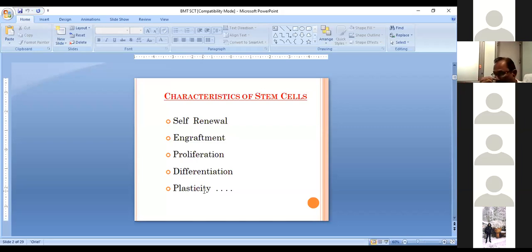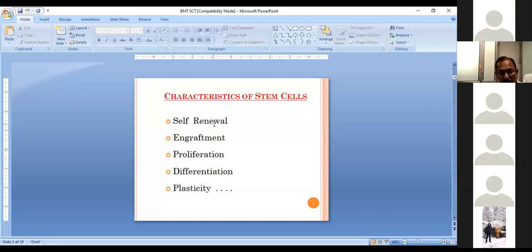So the characteristics which are required in a stem cell to have a successful transplant are these. One is self-renewal, another is the potential of engraftment, still another is proliferation, which is multiplication, and still another is differentiation. We don't talk of plasticity.